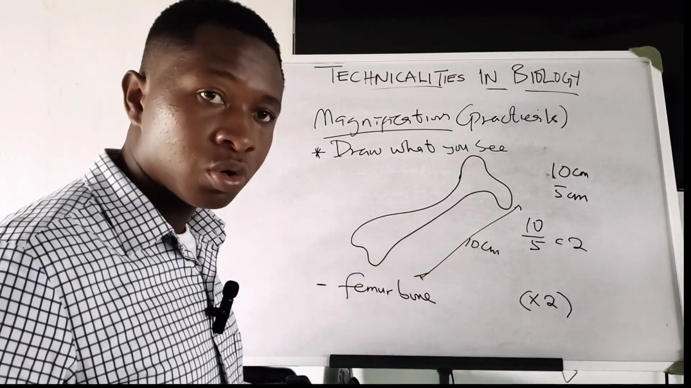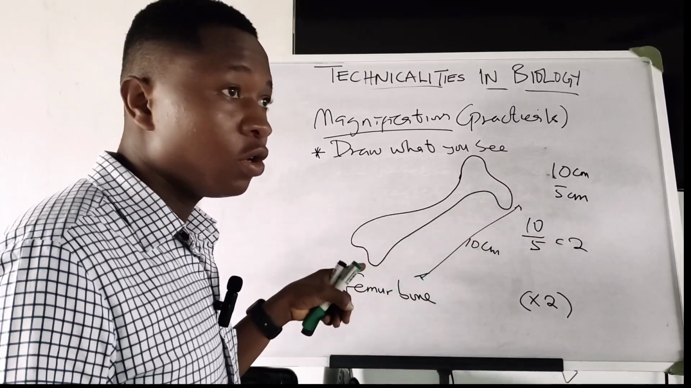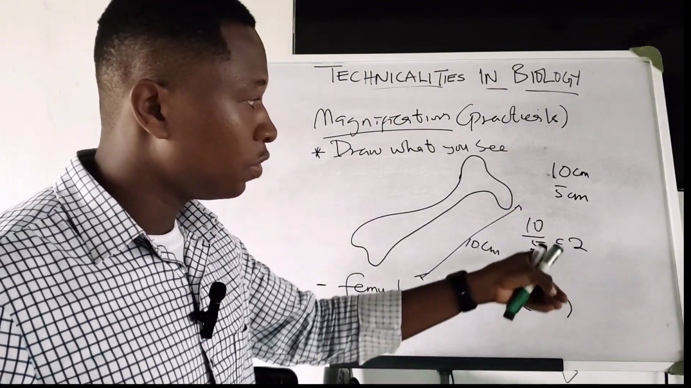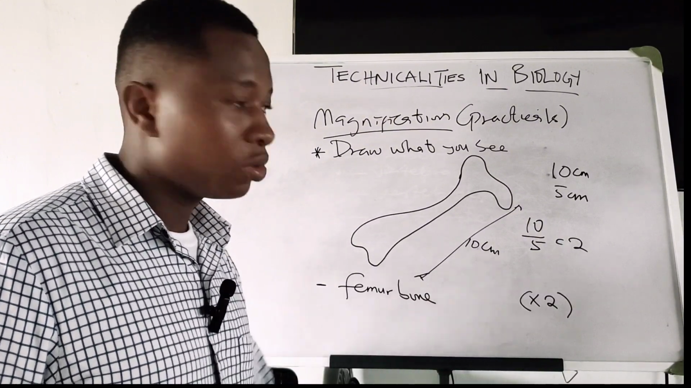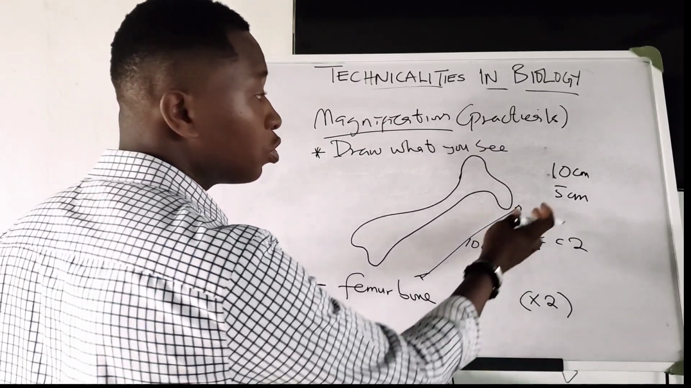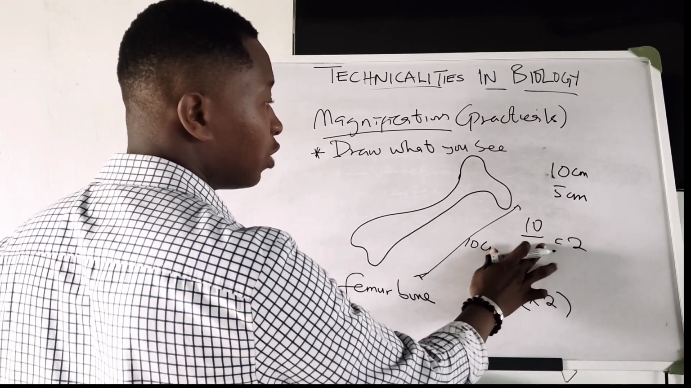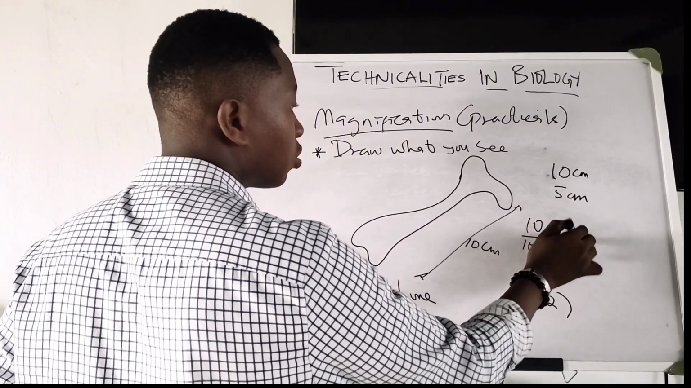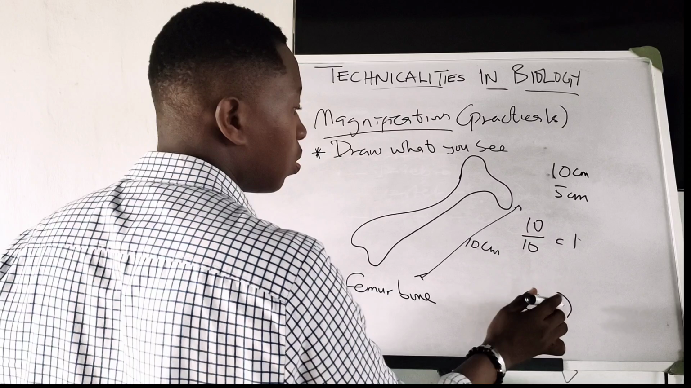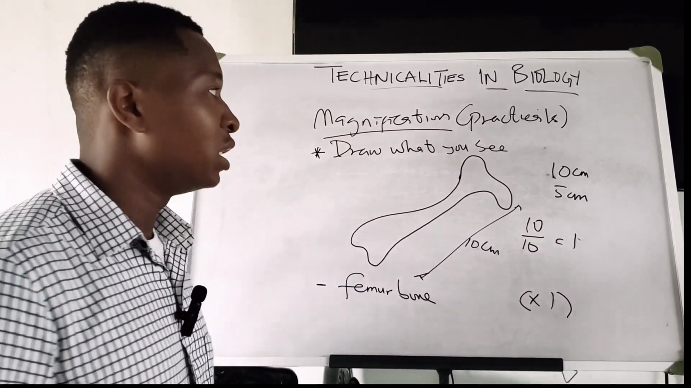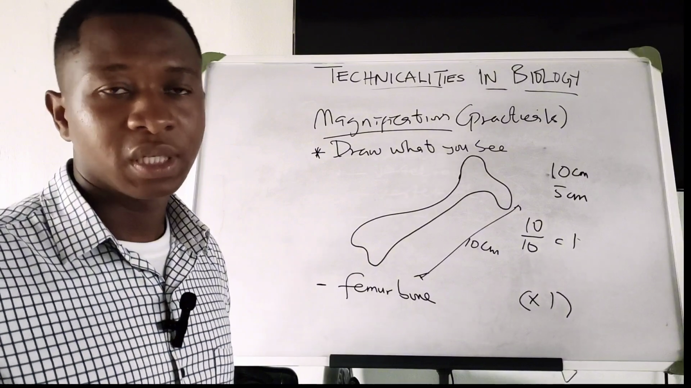That's how you get magnification. You measure your drawing in your book and write it down, you measure your specimen and write it down, and you divide the two values to get your magnification. It is very important. If the measurement in your book is also 10, all you need to do is divide 10 by 10. You have 1, and your magnification here will be times 1. So that's how you calculate magnification in biology practical exams.